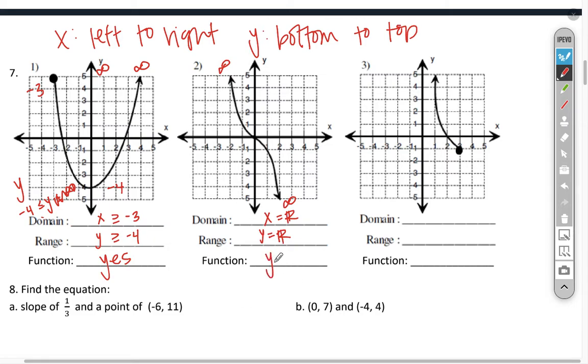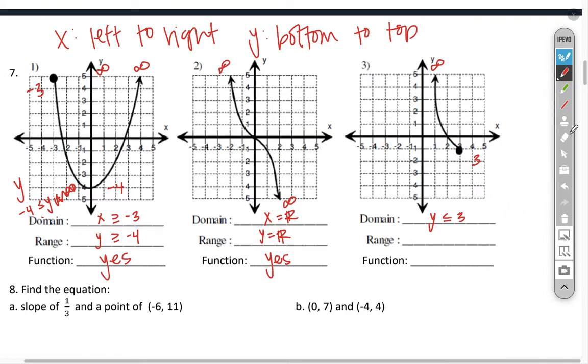The answer is yes. All right, for 3, notice we've got a stopping point here and an arrow over here. So when we look for our first x value, we're going to have infinity, and our last x value is going to be 3. So when we write this out, we're going to have infinity is less than or equal to x is less than or equal to 3. Once again, we don't want the infinity, so we've got x is less than or equal to 3.